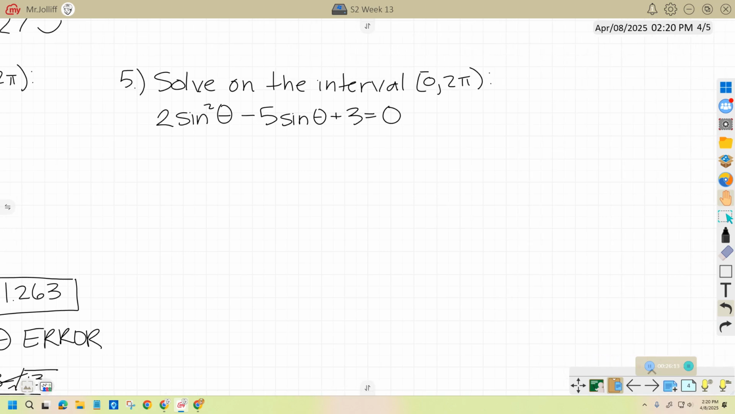Next one says, solve on the interval 0 to 2 pi, 2 sine squared theta minus 5 sine theta plus 3 equals 0. So I'm going to give you about 30 seconds in your small groups. Chat, how would you start this problem? How would you tackle this? This looks similar to the last one. What's your first suggestion?